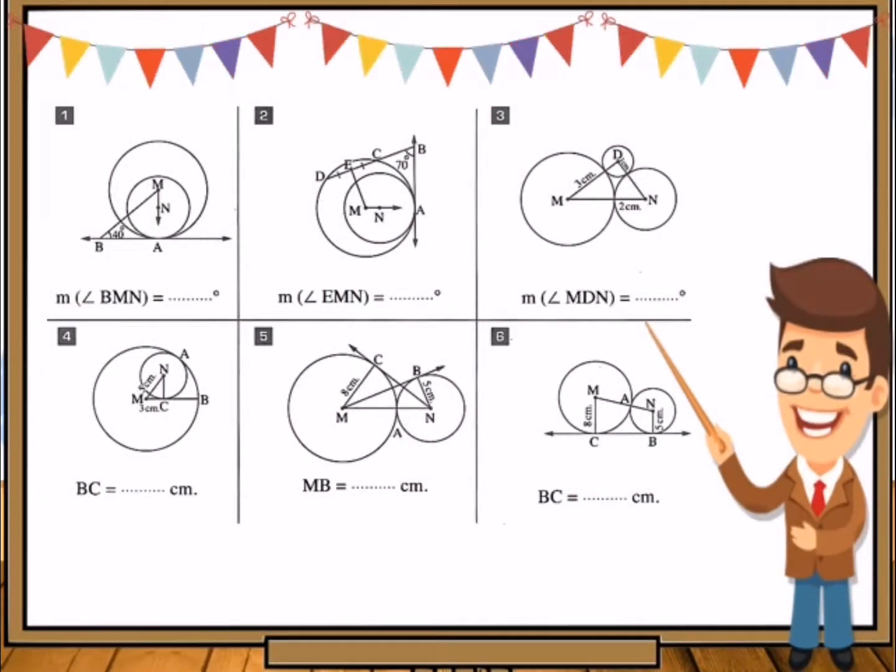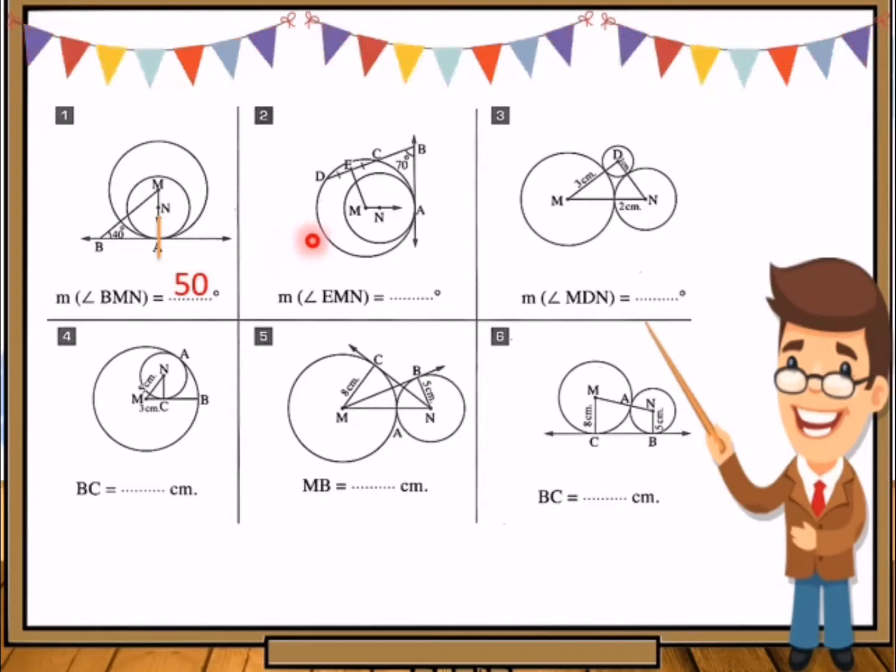Number 1, we want to find the measure of angle BMN. But we need to connect the ray MN with the point A. Then the measure of angle NAB is 90 degrees. To find the measure of angle BMA, we will subtract 40 plus 90 from 180 equals 50 degrees.